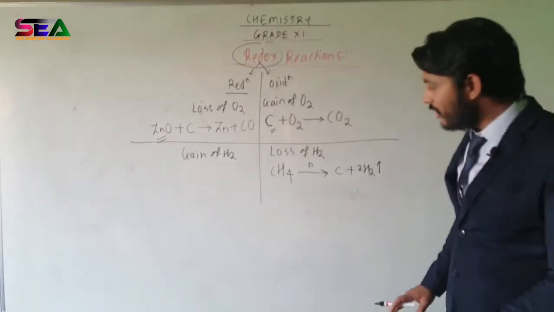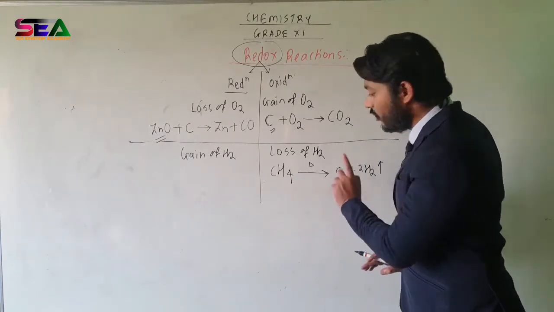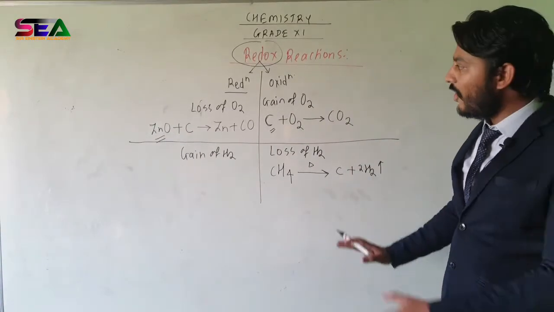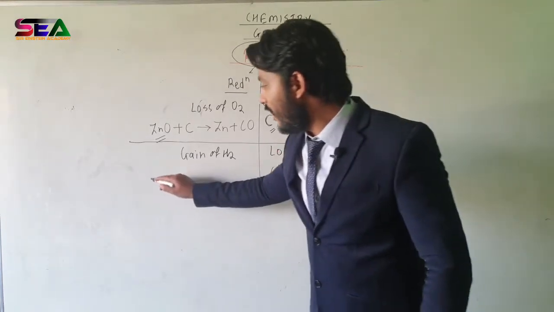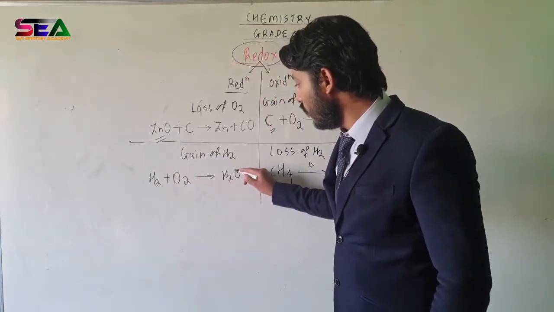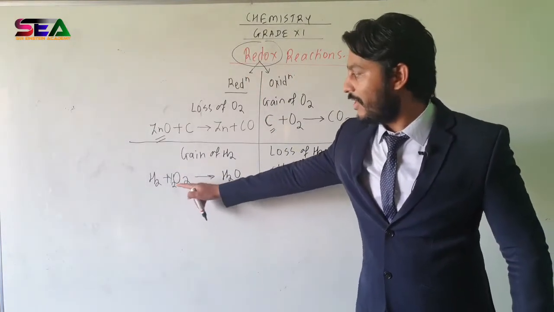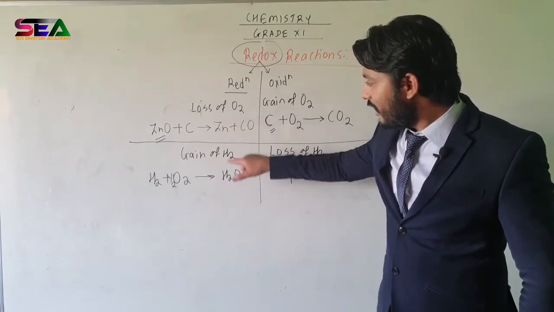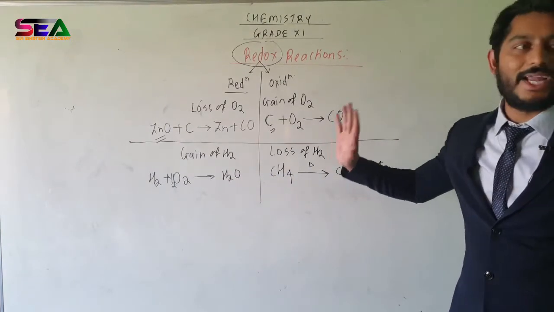What have I found? CH4 has lost hydrogen and turned itself into carbon. This is a good example of oxidation. On the same basis, I can take one more example for gain of hydrogen, wherein I write H2 plus O2 forms H2O. For the sake of balancing, I write half over here. Here oxygen has undergone reduction. So here I find gain of hydrogen, there I find loss of hydrogen. This is the second definition.